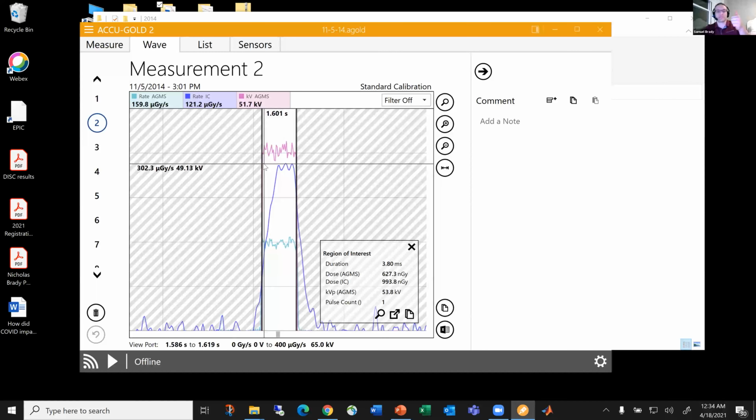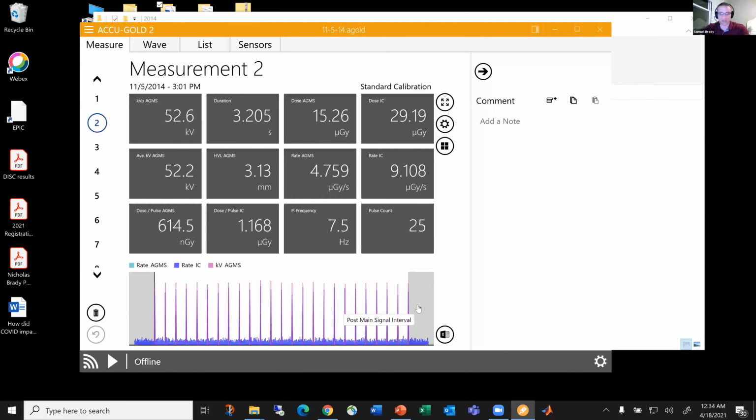So if you're doing 7.5 pulses per second, 15 pulses per second, 30 pulses, whatever your pulse rate setting is at the fluoro unit, you can go measure what your pulse width is, and then you can adjust those two things. So I can go back to here, and I can count how many pulses per second I'm getting, so I know what my pulse rate is.